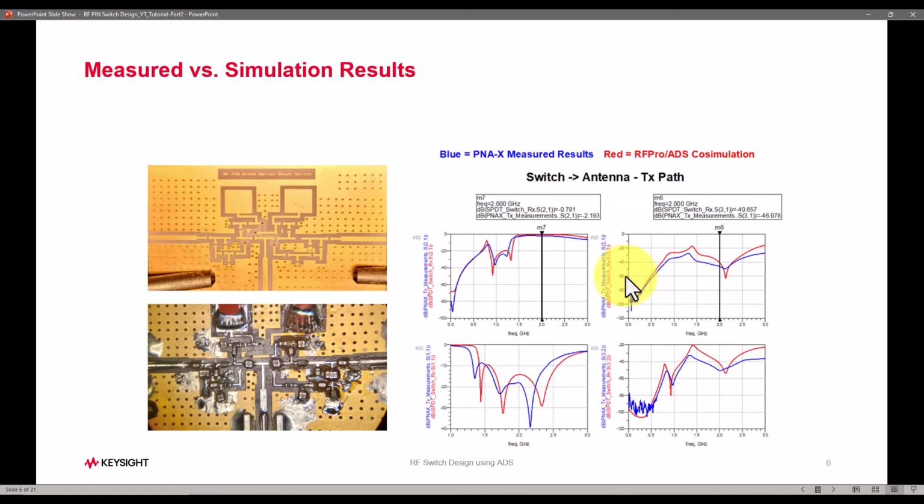So when we compare simulation versus measurement, on this slide you can see the blue curve, which is measured using PNA-X network analyzer of Keysight, and the red is your RF Pro ADS co-simulation result. So here you can see it's a pretty decent match, but it's not a perfect match. But some of us would be very happy, in fact, even if we see this kind of result, because we are almost there. So if you're happy, you can switch off this video and focus in your work.